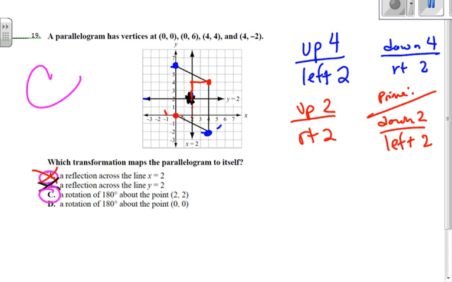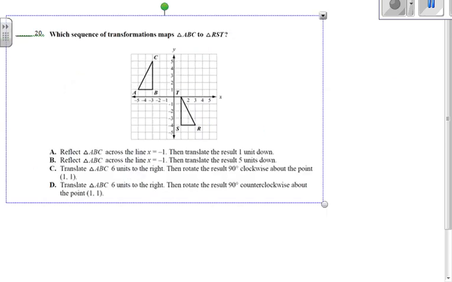Last one, which transformation maps triangle ABC to RST? Okay, so keep in mind when they say this, it wants A, which I'm going to make that be green, end up at R. The order definitely matters, okay? It wants B to end up where S is. And it's asking you to figure out a way to make C end up where T is. And that is extremely, extremely important, okay?